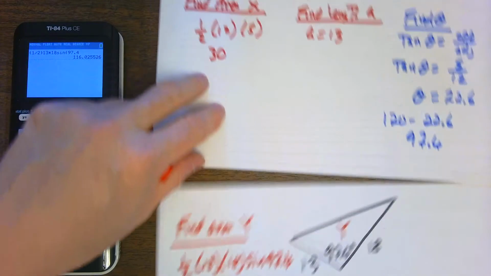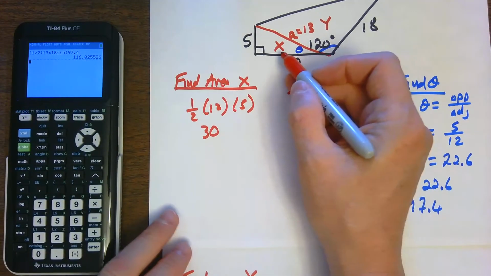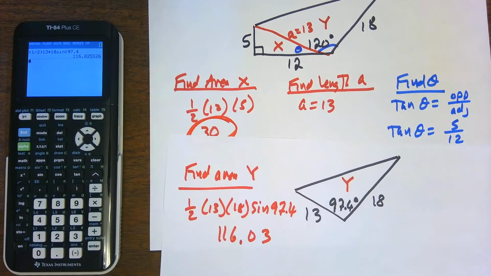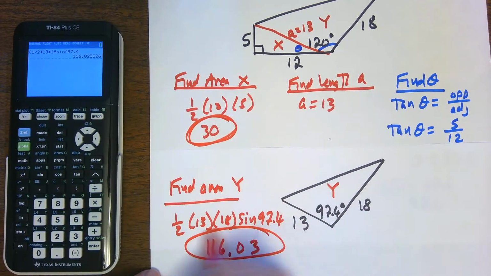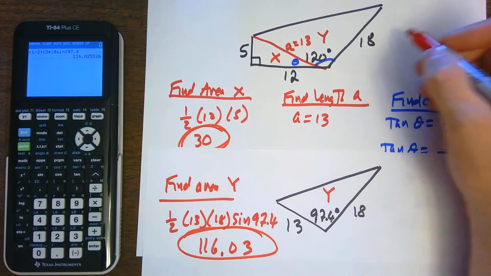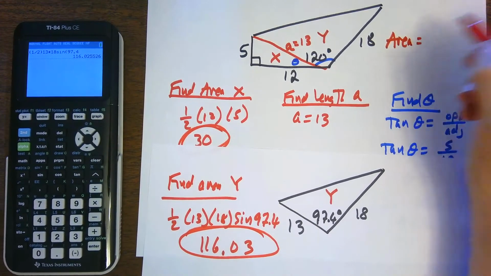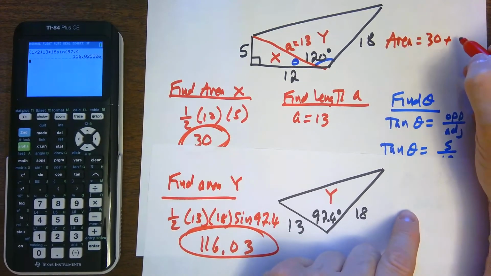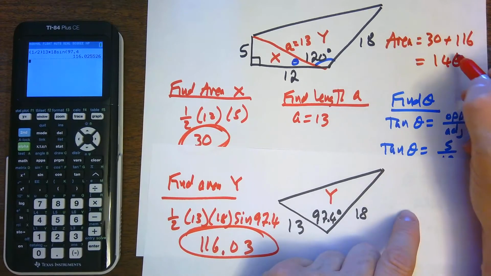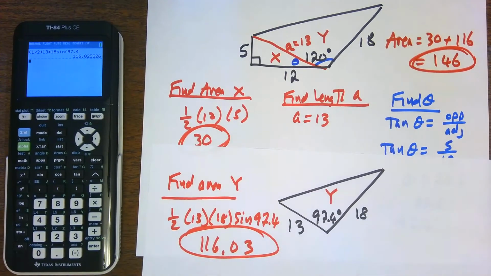So from here, we know the area of triangle X is 30. The area of triangle Y is 116.03. Add them together, and the area of the whole shape, 30 plus 116 is 146, whatever the units were, squared. All right, so there we have finding areas of triangles.